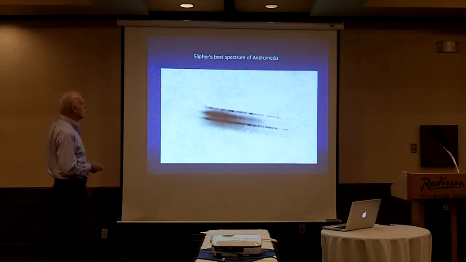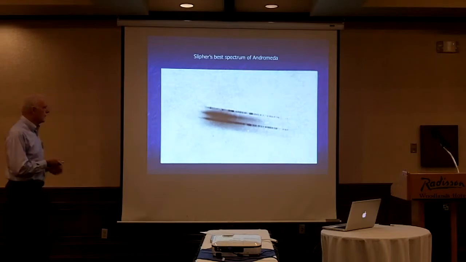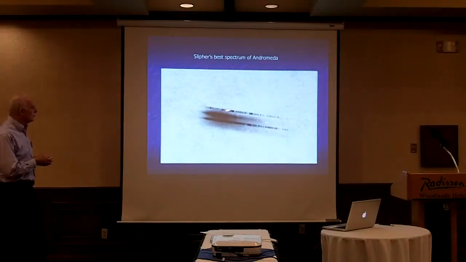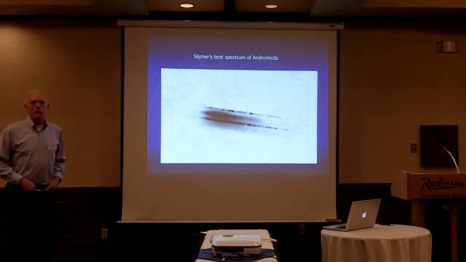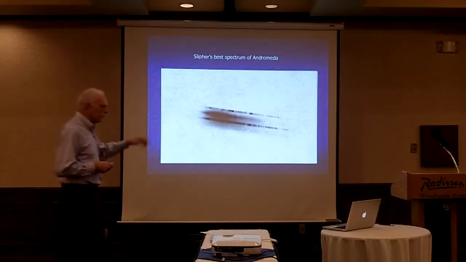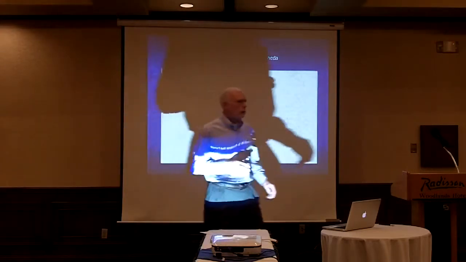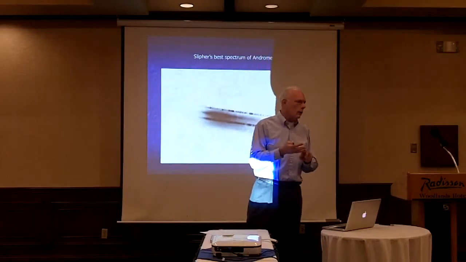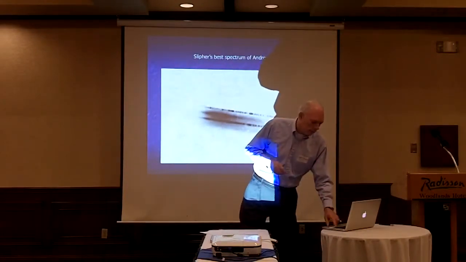This is Slipher's best spectrum of Andromeda, and you can see these absorption lines here. And I'm not quite sure what these lines are here. This is probably, it may be Saturn, or it may be the emission line. Is that called the arc? The arc. Well, I know it's either the arc or the. Yeah, I guess it is.